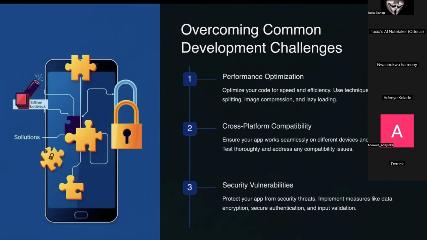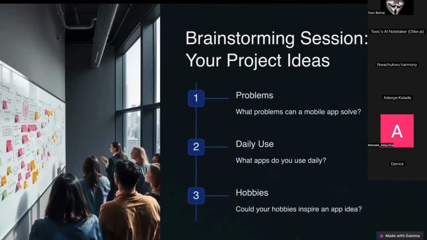And then security vulnerability. I talked about this before. You have to protect your app from security threats. Implement measures: encryption, secure authentication, input validation. Input validation should happen on both front end and back end. Front end input validation is not enough to secure your application, so it has to be on both sides. That's it.